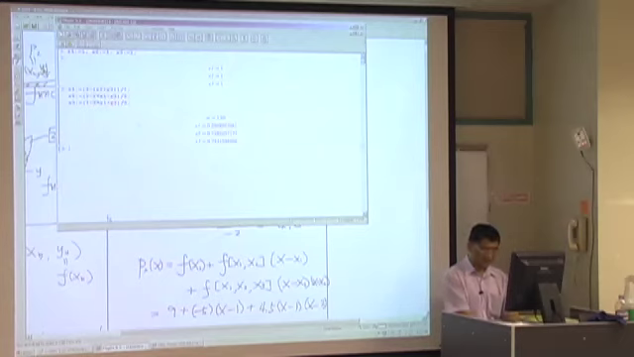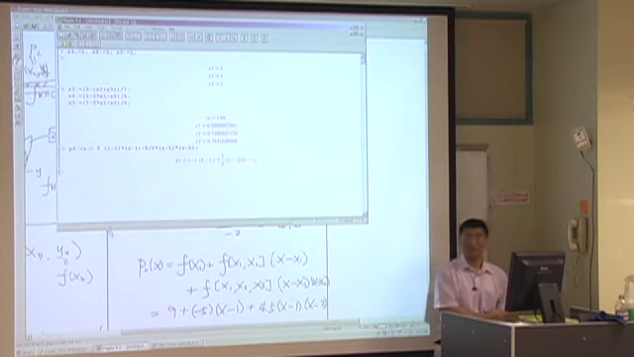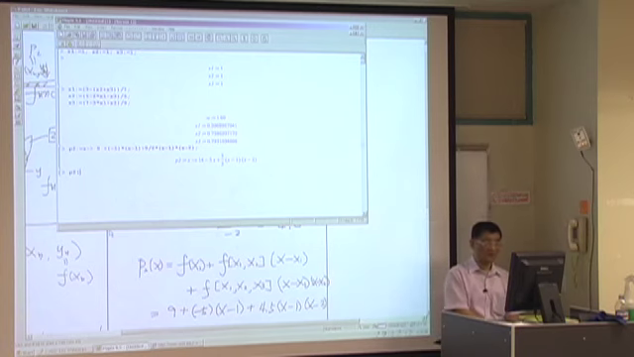So I will define the function. I will say P2 of x is 9 plus minus 5 times (x minus 1) plus 9 over 2 times (x minus 1) times (x minus 2). So I define the function P2, right? P2 function is defined. So what is P2 of x1 or 1?